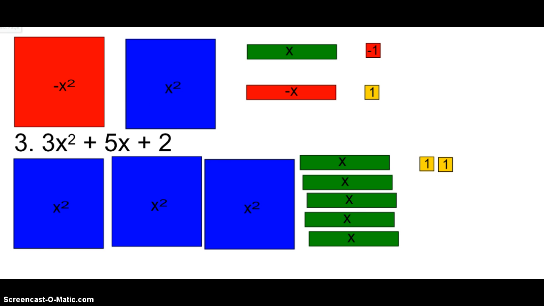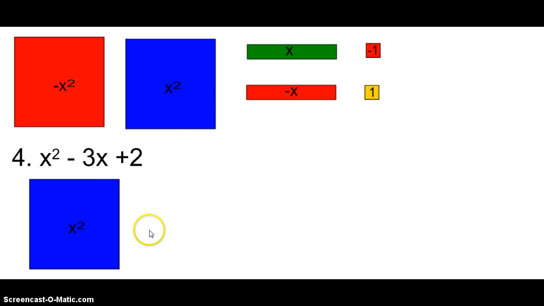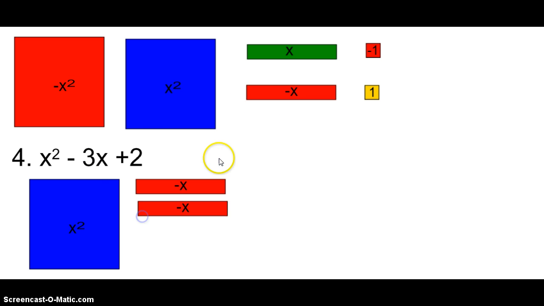Let's do one more before we go on our own. So this first one, I don't have a number in front of it, but I know that this is x squared, so it must mean there's only one. And then we have negative 3x, so we're going to use 3 negatives to model negative 3x. And then we have 2 positives. So we have modeled here x squared minus 3x plus 2.